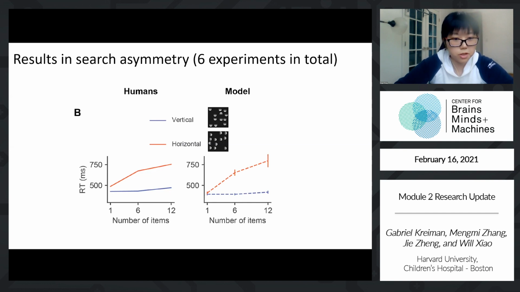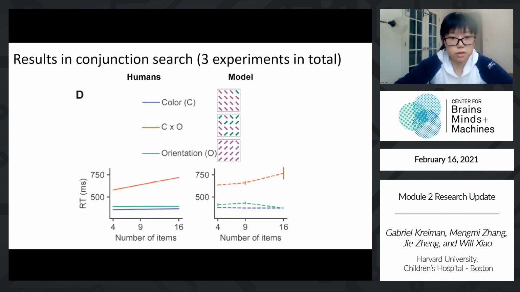The second observation is that if we compute the slope of the blue curve versus the red curve, the blue curve is relatively flat. That means the number of items on the display has little effect on the reaction time. This is true for both humans and the model.